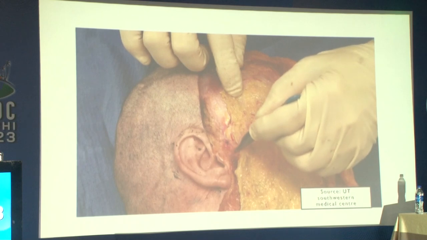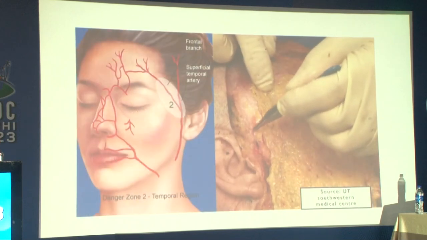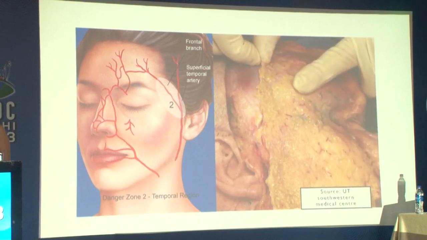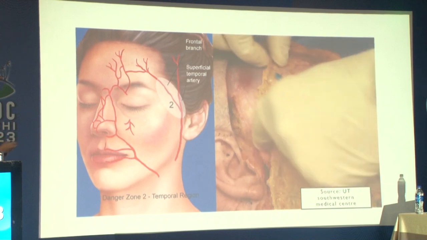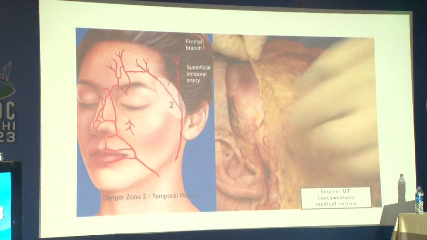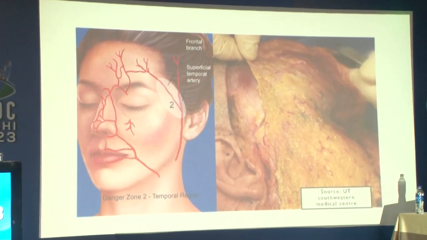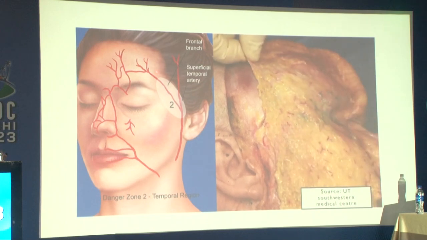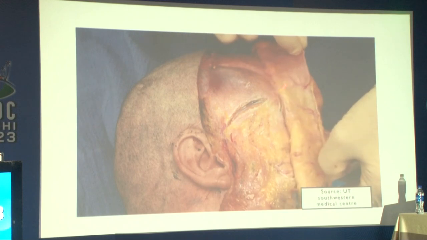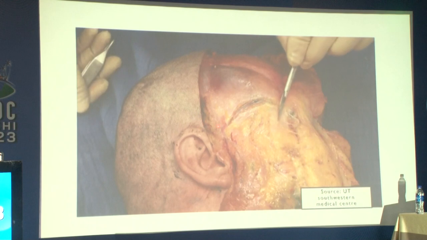In the temporal area, most important thing is superficial temporal artery. So it lies one finger breadth above the eyebrow, and we must be very cautious when we are injecting around that place. So this is the area for superficial temporal artery, and we must be very careful when we are injecting here. So when we are filling the temporal area with fillers, we must be very careful of this thing.